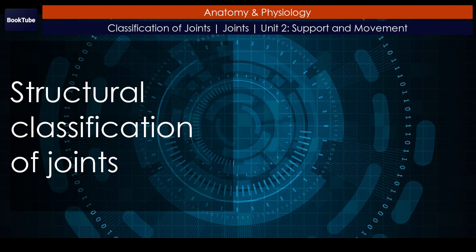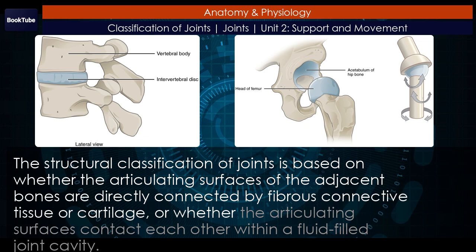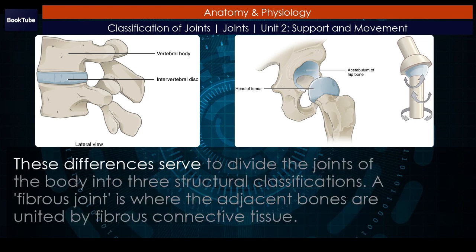Structural classification of joints. The structural classification of joints is based on whether the articulating surfaces of the adjacent bones are directly connected by fibrous connective tissue or cartilage, or whether the articulating surfaces contact each other within a fluid-filled joint cavity. These differences serve to divide the joints of the body into three structural classifications.